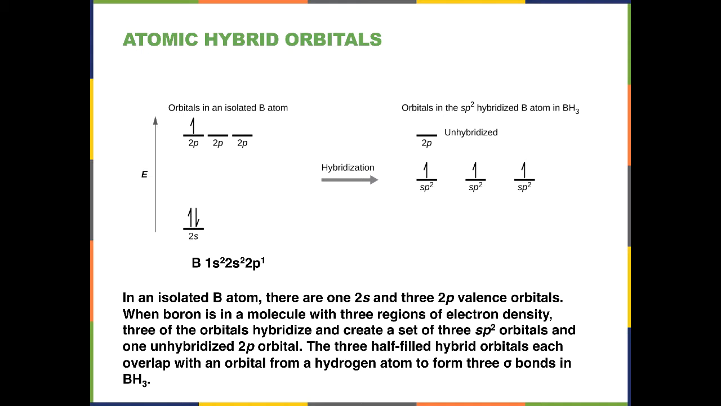And what happens is you have two empty 2p's and one 2p that has an electron in it, and two of those three 2p orbitals hybridize with the s to form three sp2 hybrids, and then each of those contains an electron, which is half filled and accommodates an electron from each of three hydrogens, and that's how this forms.